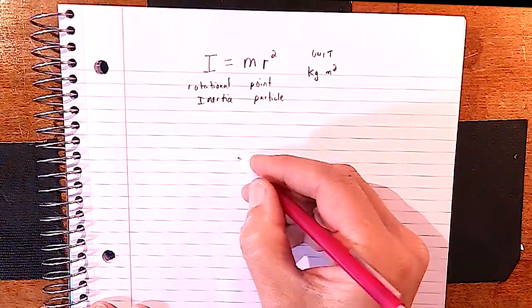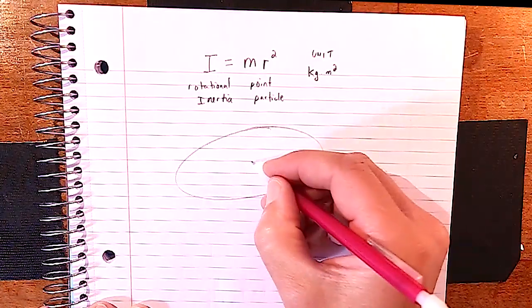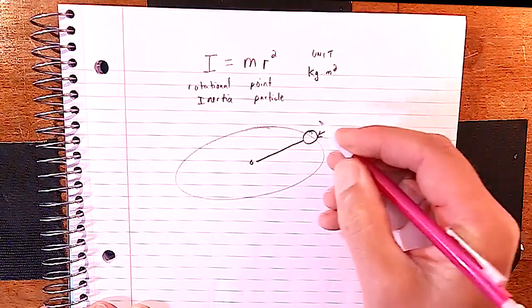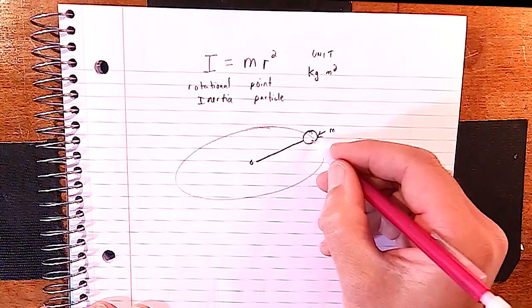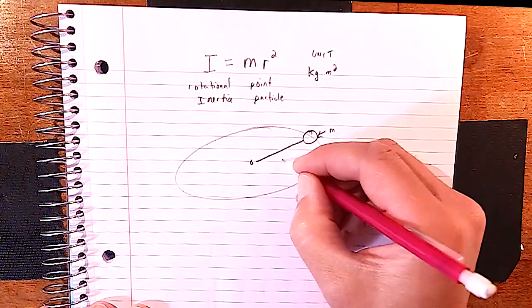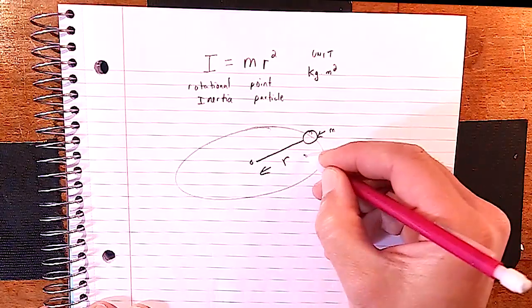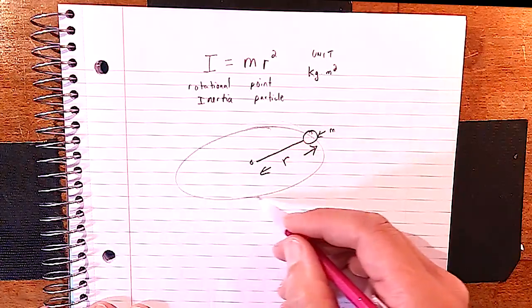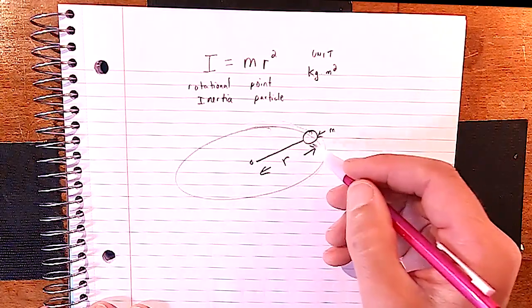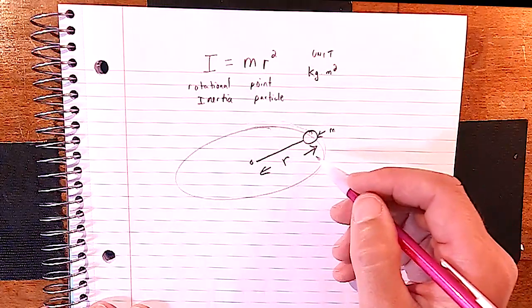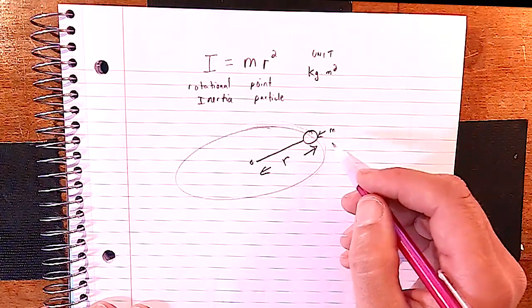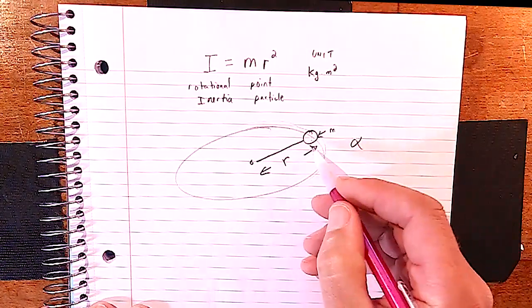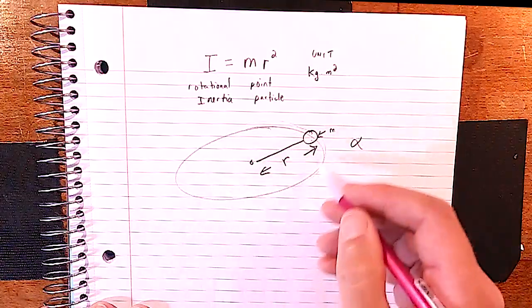So what does this look like? Well, let's say we have a point particle out here where the mass of this particle has a very small radius, so that we could say all of the mass is concentrated at radius r. So if we try to spin this around here, then it has a rotational inertia equal to m r squared. Well, what exactly does that mean? It means that it's resisting alpha. So if it's already spinning, what does it want to do?